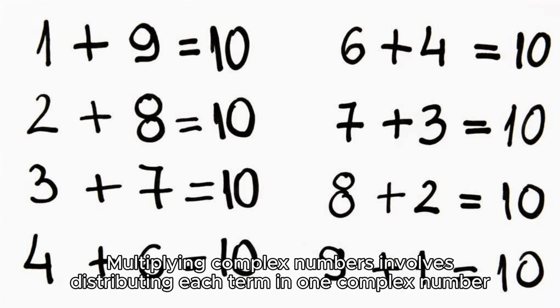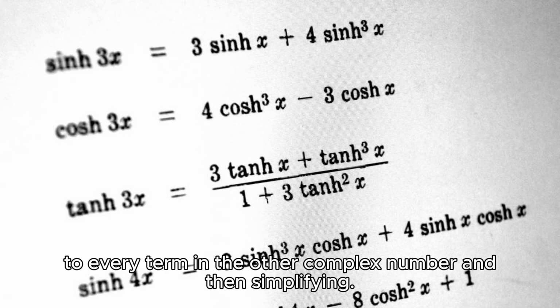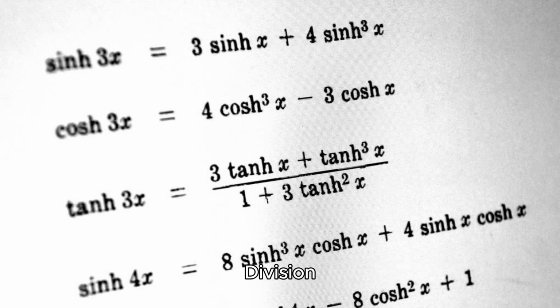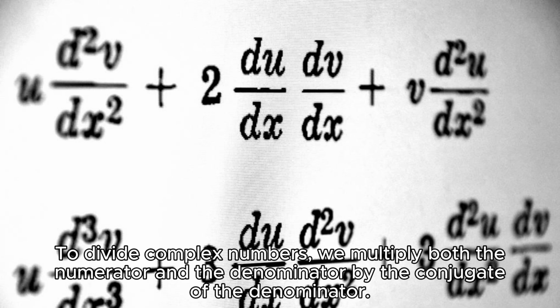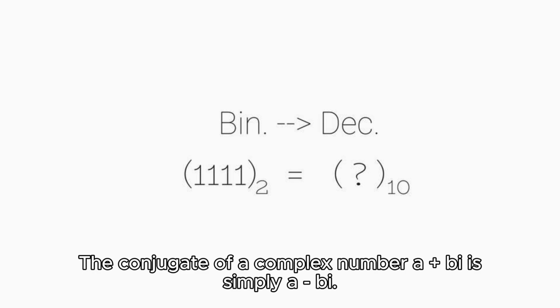Multiplication. Multiplying complex numbers involves distributing each term in one complex number to every term in the other complex number and then simplifying. Division. To divide complex numbers, we multiply both the numerator and the denominator by the conjugate of the denominator. The conjugate of a complex number a + bi is simply a - bi.